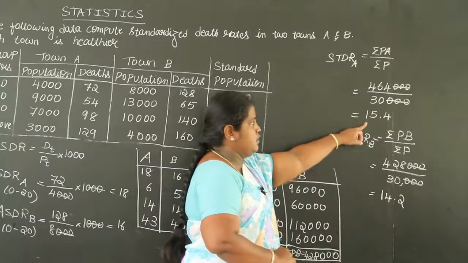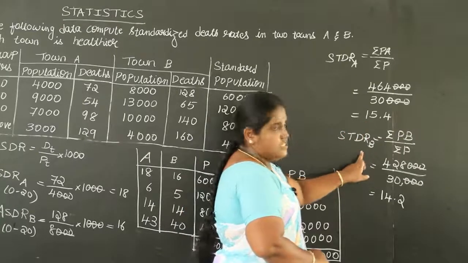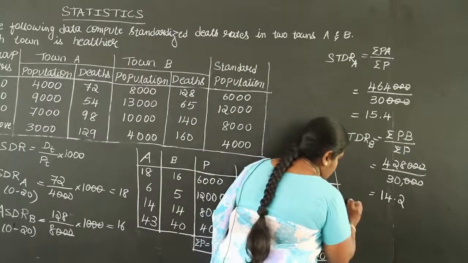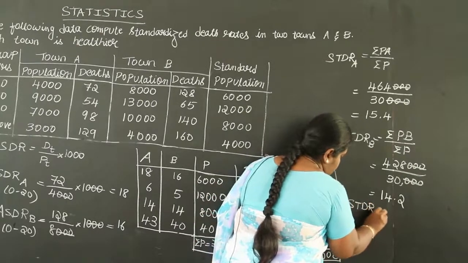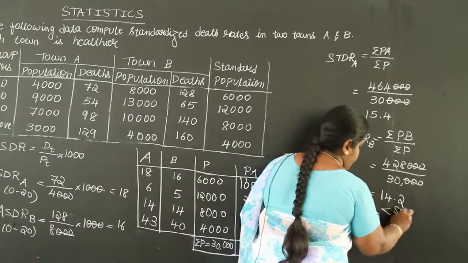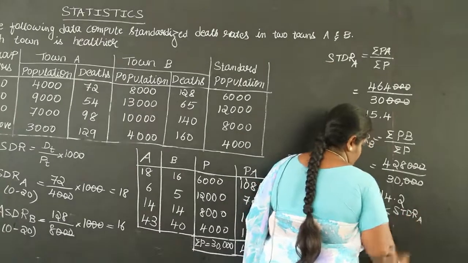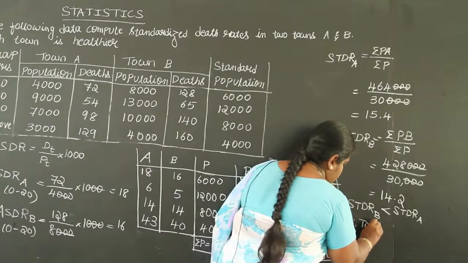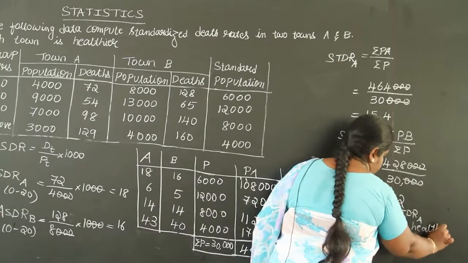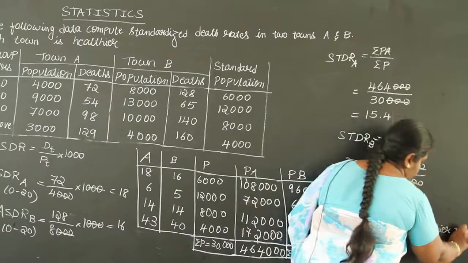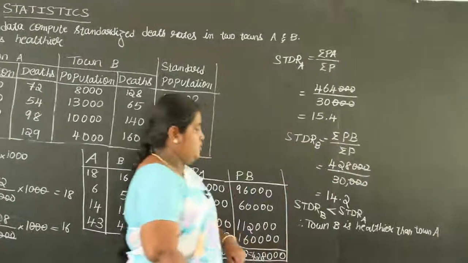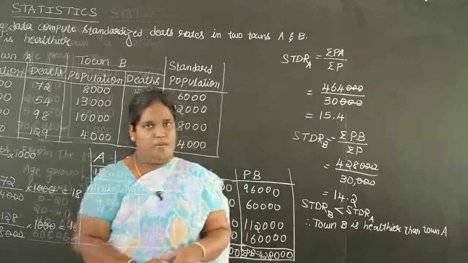The standardized death rate of town A is 15.4 and the standardized death rate of town B is 14.2. So the lesser one is town B. So we'll write the standardized death rate of town B, which is lesser, first. It is less than the standardized death rate of town A. Therefore, town B is healthier than town A. So town B is healthier than town A.